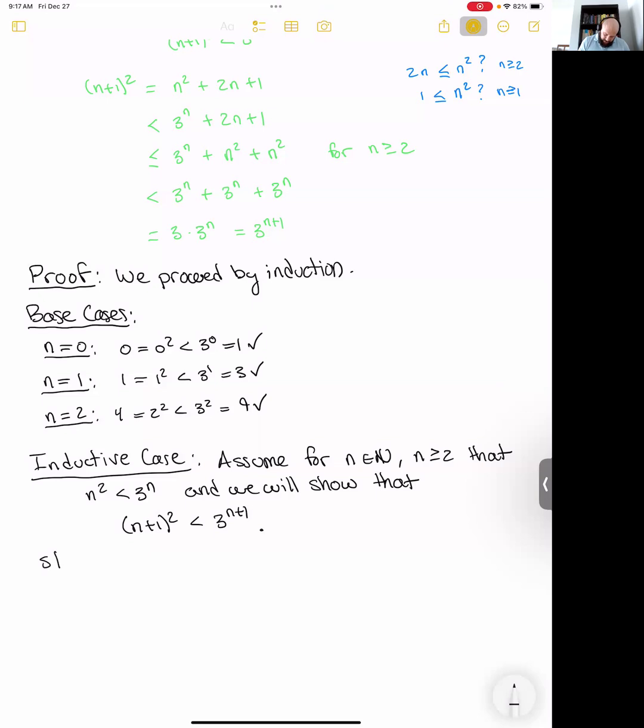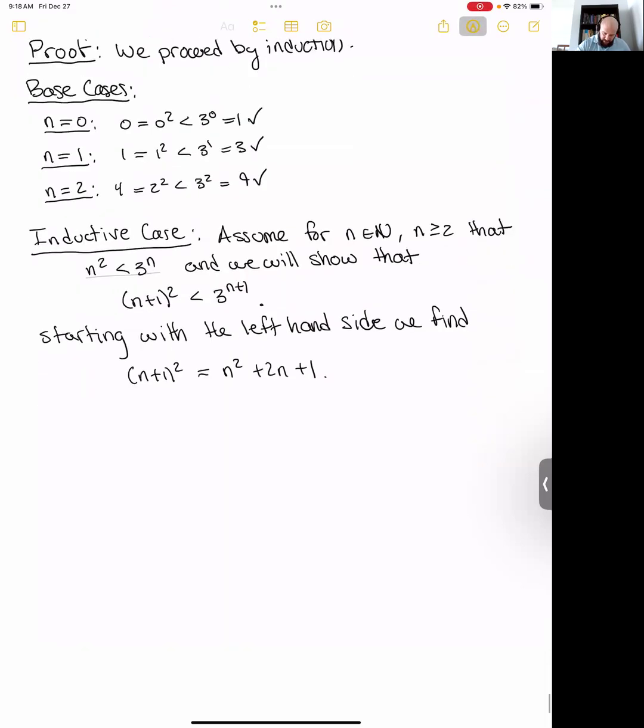So starting with the left hand side, we find, okay, unlike the proof sketch, we're going to be a little bit more careful about the details here. So we first are going to factor out here, sorry, expand, and then we're going to apply the inductive hypothesis. This is exactly what we did in the sketch.